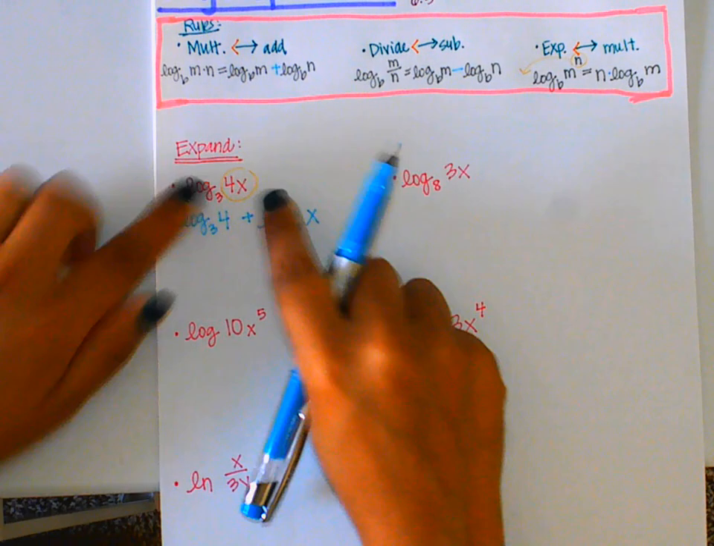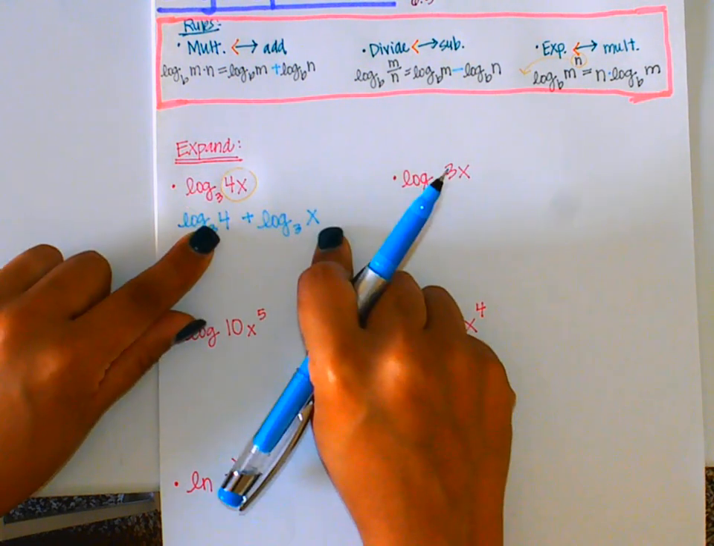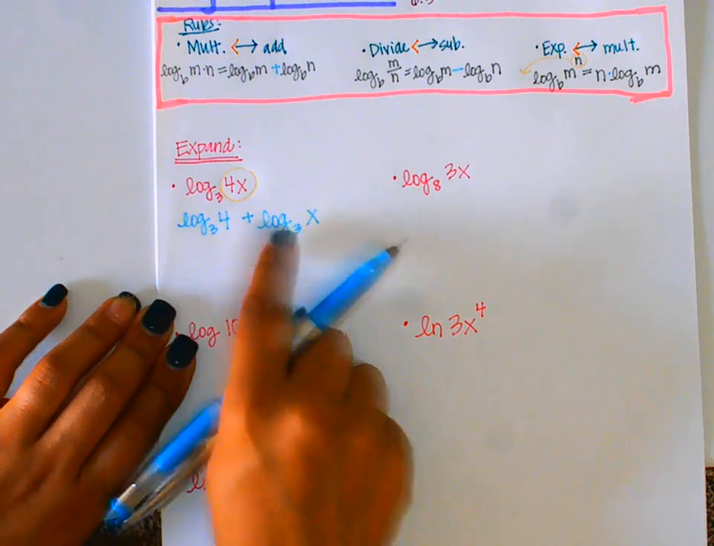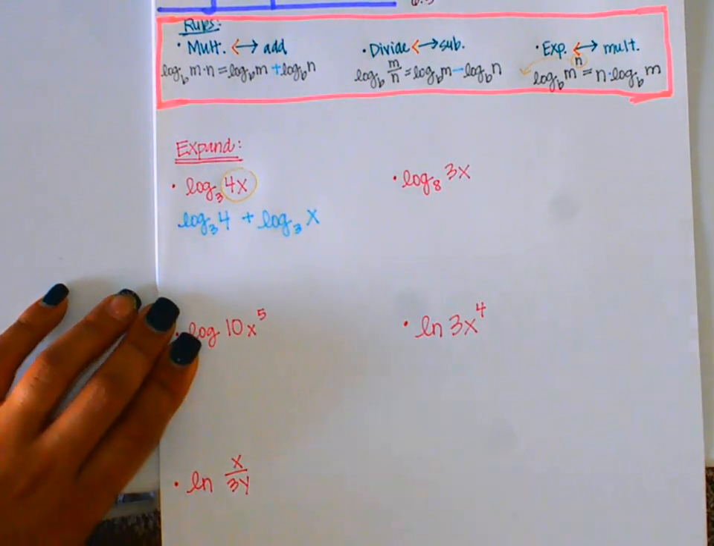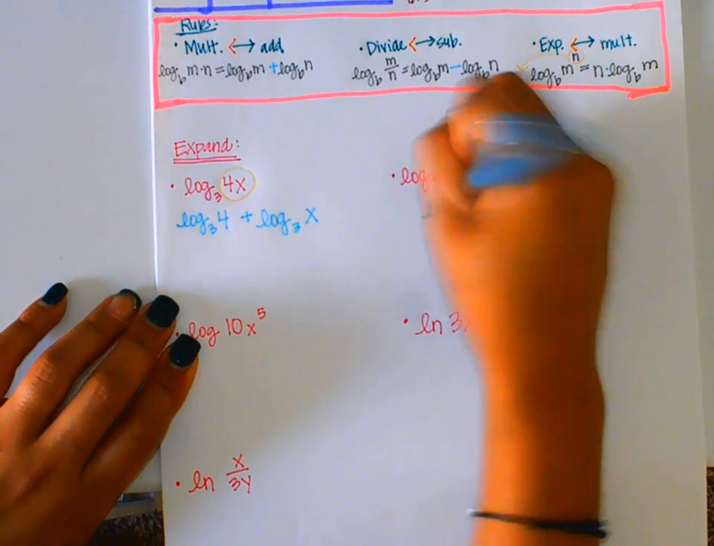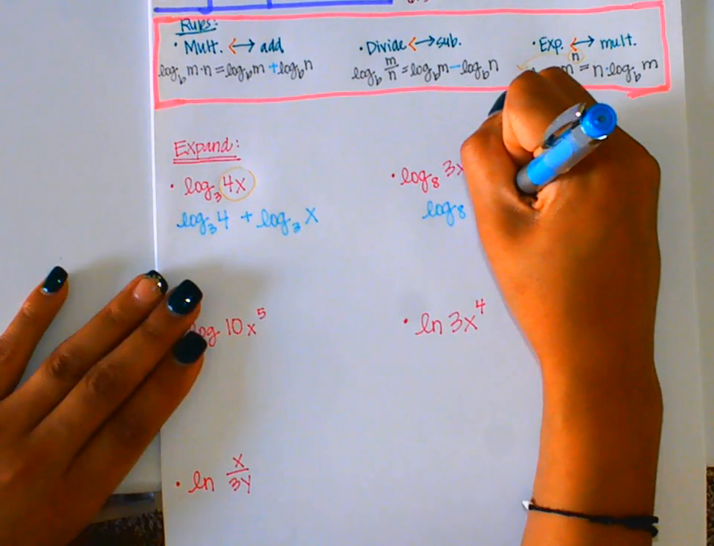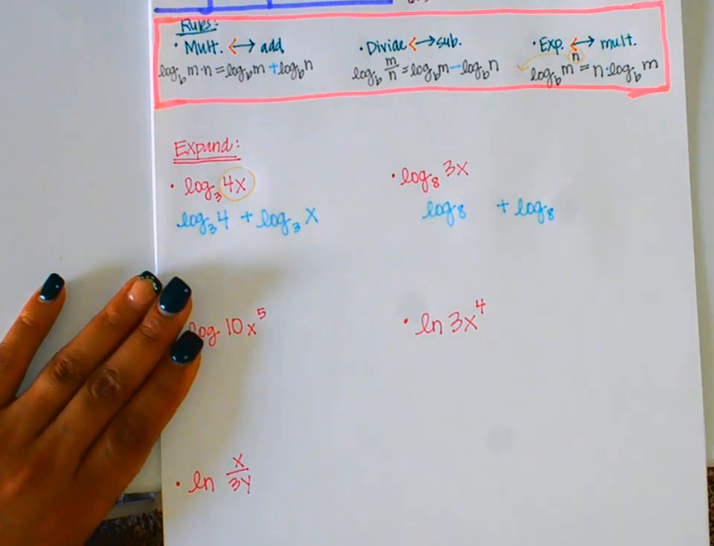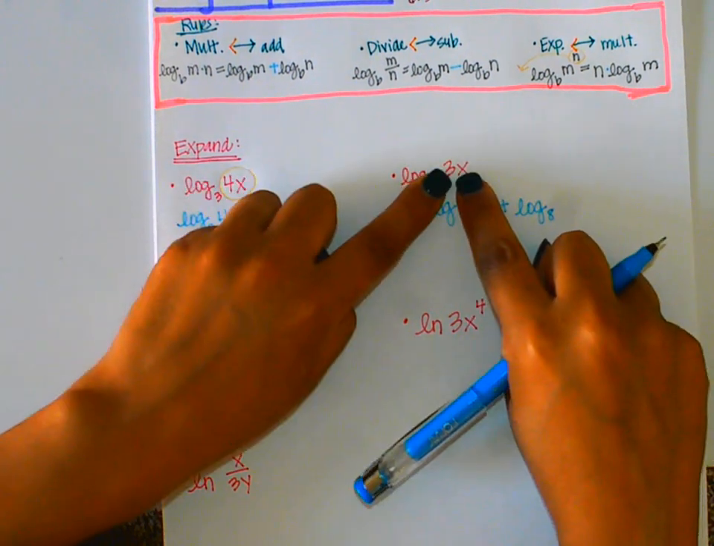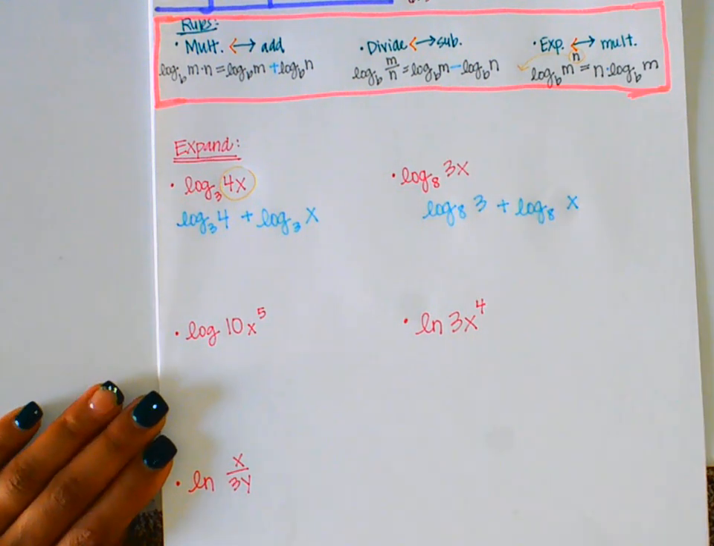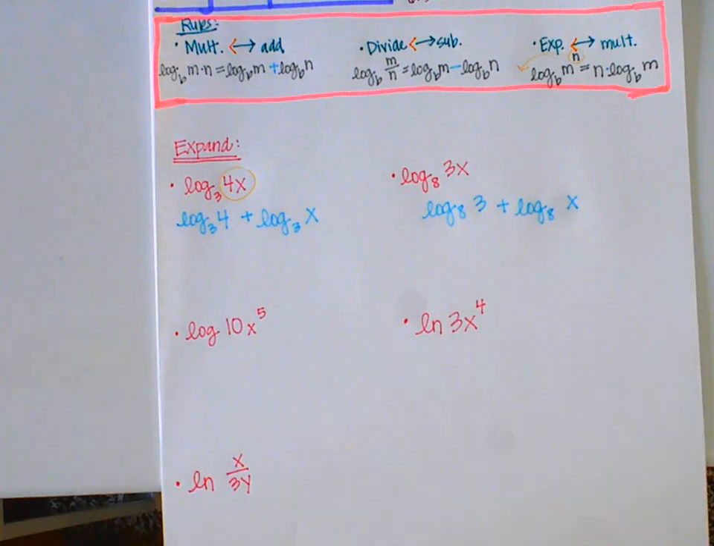So again, I took this and I split it up. I combined it with an addition because they were being multiplied by each other, and then I just put a log base 3 for each one. So this one would be very similar. We have a log base 8. It's multiplying, so I know I'm going to combine it with an addition symbol. And all I have to do is take my 3x and split it up. So here is 3 and here is x. Since I can't simplify either one of these anymore, I am done at that point.